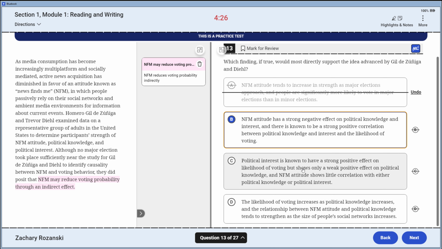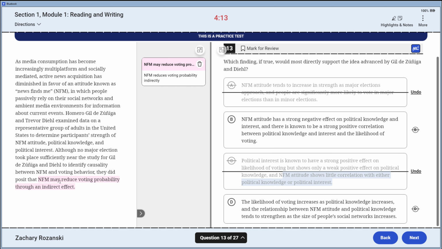Political interest is known to have a strong positive effect on the likelihood of voting, but shows only a weak positive effect on. I don't understand this. Maybe. But then NFM shows little correlation. No, I want to show that NFM hurts indirectly. Indirectly doesn't mean little correlation.